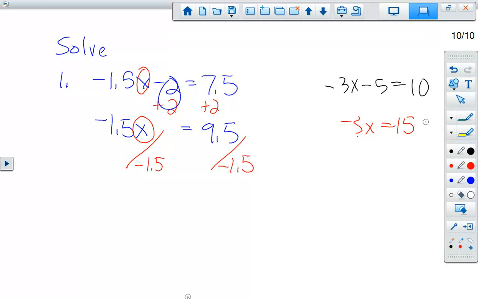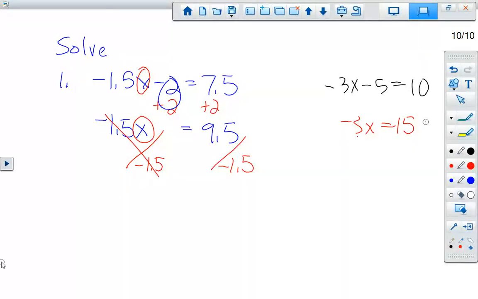The calculator doesn't think that problem's any harder than this one. Your brain thinks it is because the decimals make it appear to be harder, but technically it's the same problem. We're getting rid of whatever's in front of the x, so we're going to divide by negative 1.5.